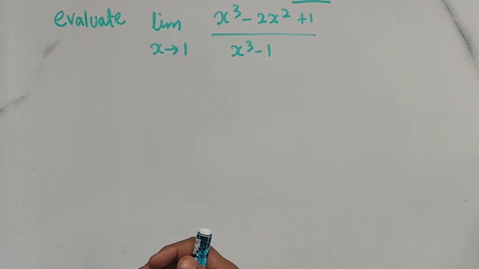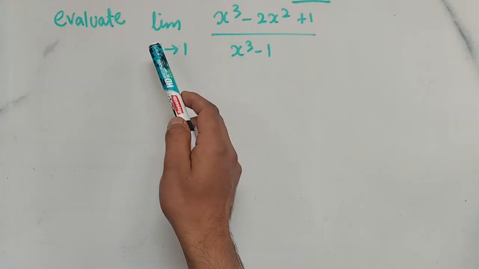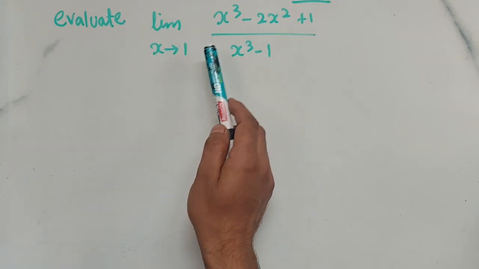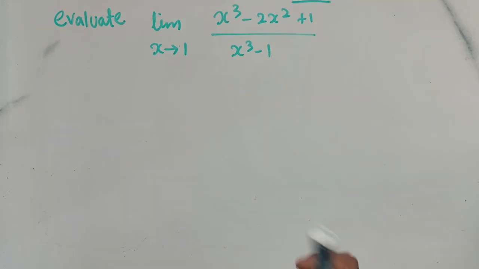In this video, we will learn how to find the limit of a function. The question is, evaluate the limit as x approaches 1 of (x cube minus 2x square plus 1) upon (x cube minus 1). Okay, so how do we solve it?